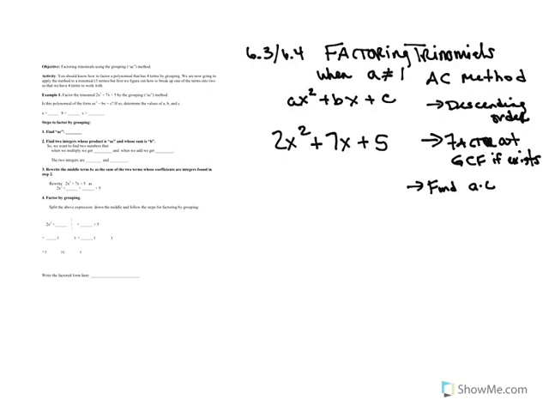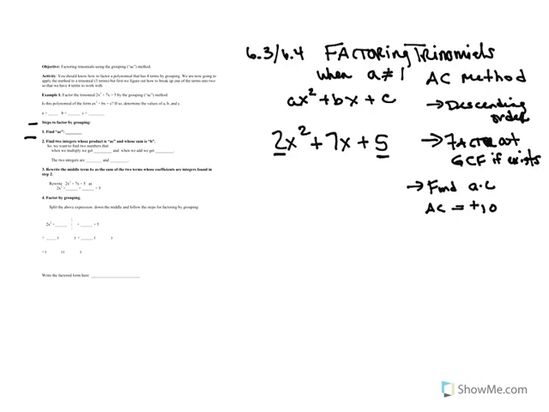There are steps on this sheet. When we're factoring by grouping, once we make sure we have it in descending order, we factor out the greatest common factor if one exists. The next thing we're going to do is find what A times C is. In this particular example, my A is 2 and my C is 5. So we multiply A times C, and our A times C is equal to a positive 10, not plus or minus.